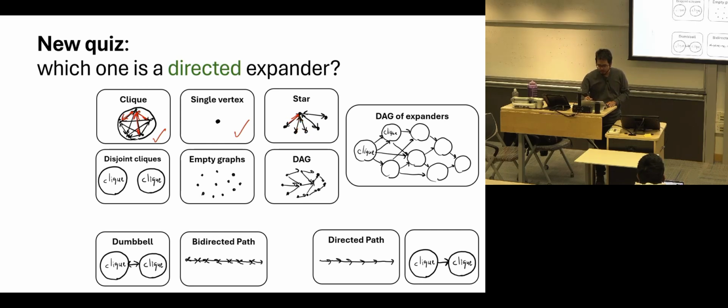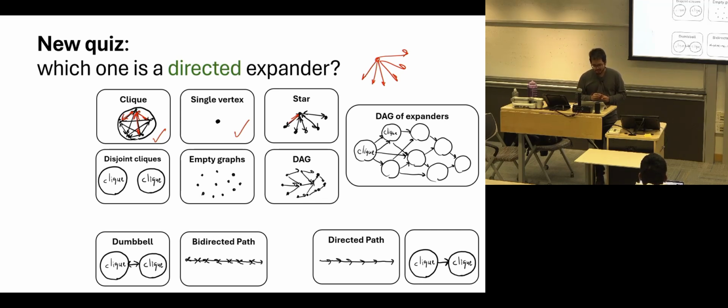What about the star in one direction? Is this an expander? Why? All the strongly connected components are just singletons. Exactly. Each strong component is just a singleton. So would it be similar to a DAG of expanders? I guess. But every component is just a single vertex.